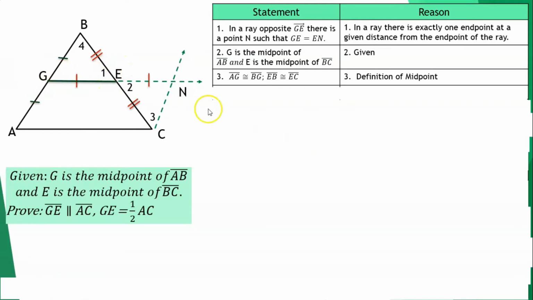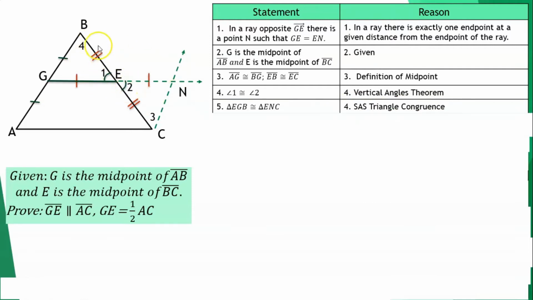Next, now take note of this. Angles 1 and 2 are vertical angles, so therefore they're congruent. So, vertical angle theorem. With this, we have proven that. So marking, we will get this. Triangle EGB is congruent to triangle ENC by SAS. That is side angle side of this triangle is equal to the side angle side of this triangle. So therefore, these two triangles here are congruent by SAS triangle congruence.